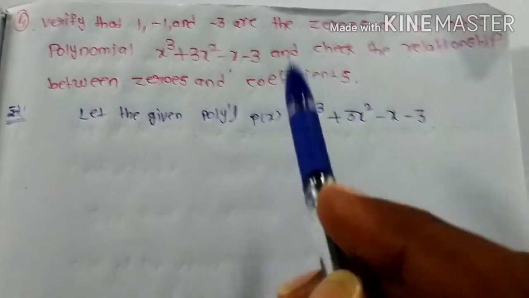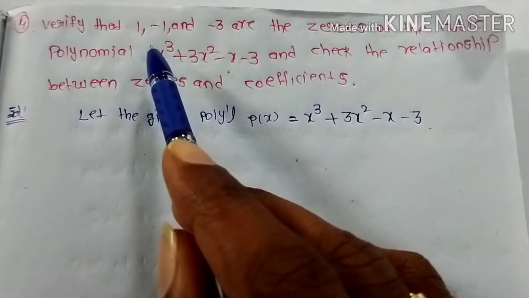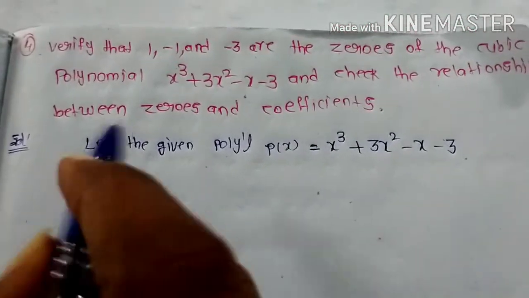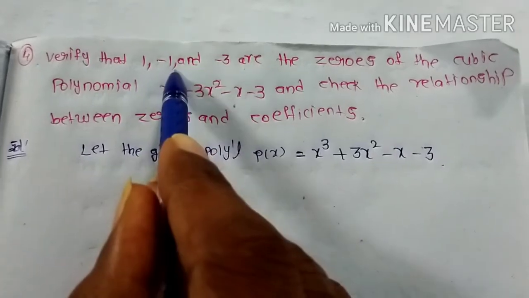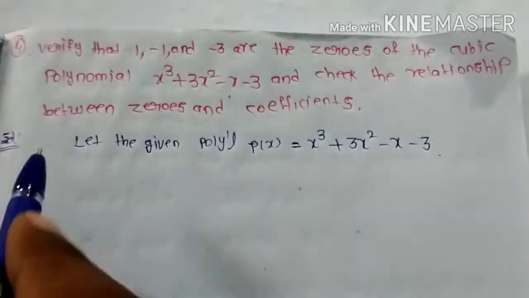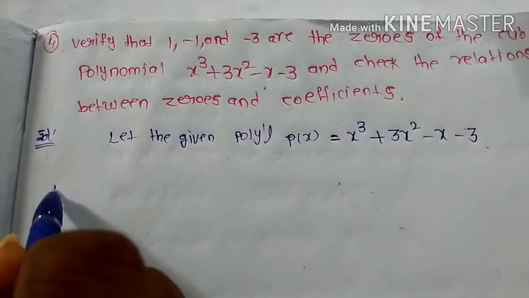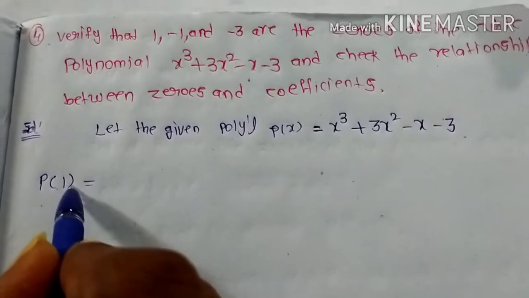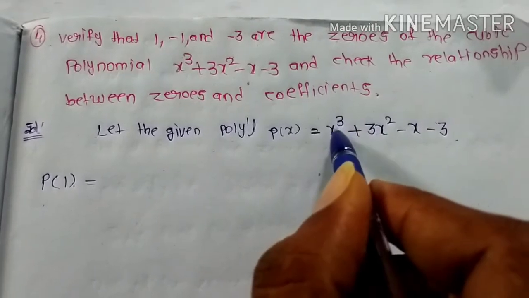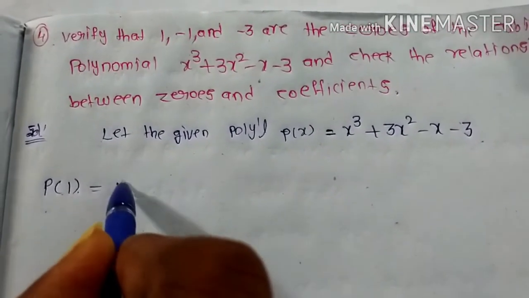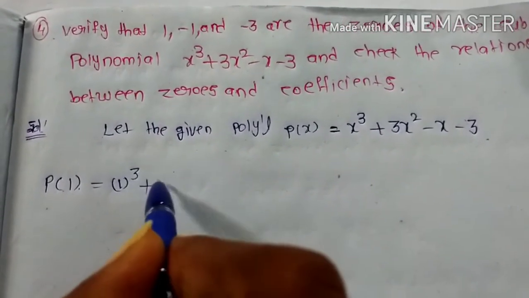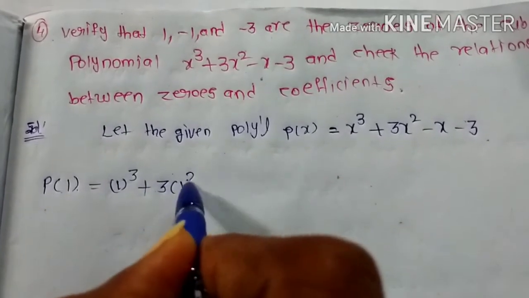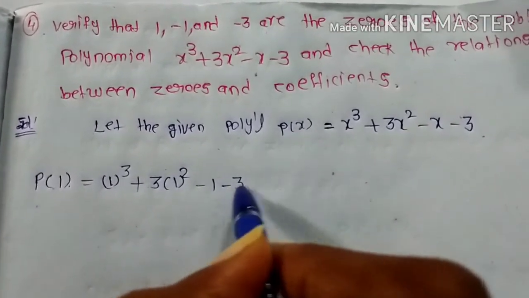First you can check whether it is equal to zero or not. Just find the value of p of 1, p of minus 1, p of minus 3. First of all I am finding p of 1. P of 1 means x is equal to 1. You can write here x cube means 1 cube. You can write here 1 cube plus 3 into 1 square minus 1 minus 3.